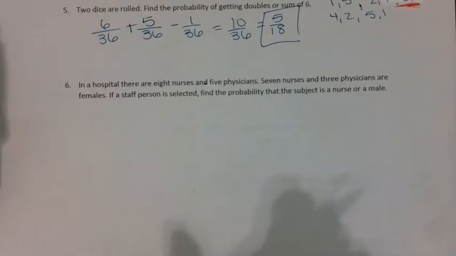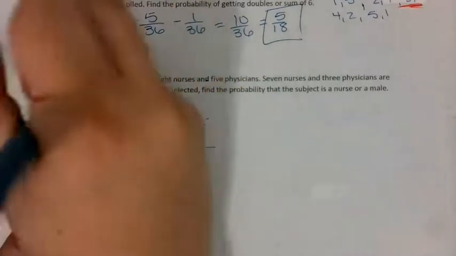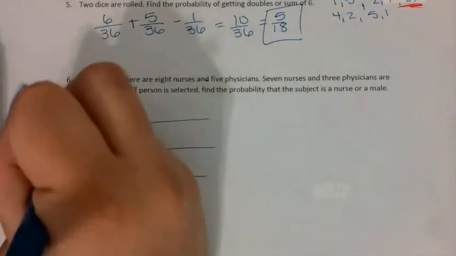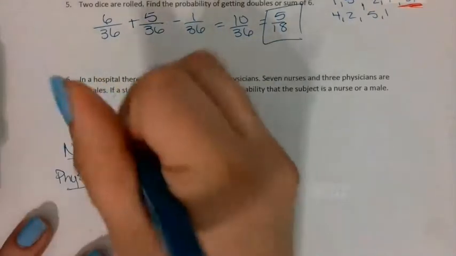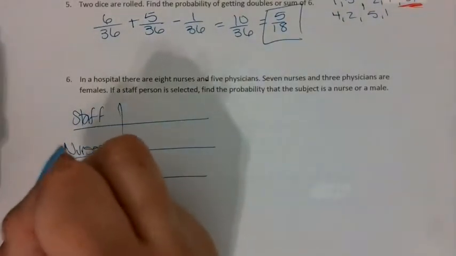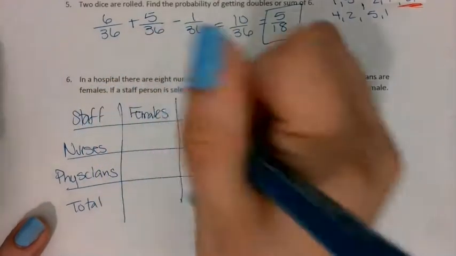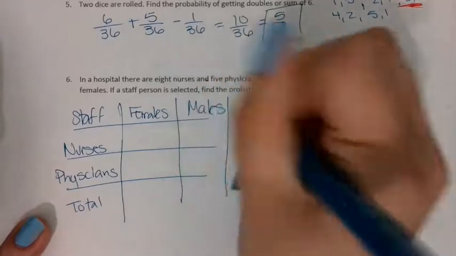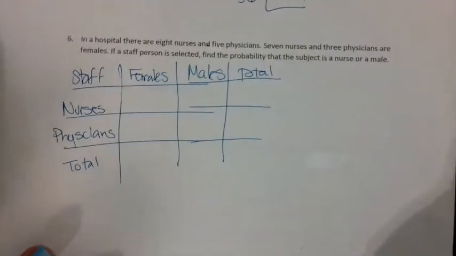Number 6 says in a hospital there are 8 nurses and 5 physicians. 7 nurses and 3 physicians are female. If a staff person is selected, find the probability that the subject is a nurse or a male. So what I'm going to do is make this into a chart. I have my staff, which is nurses and physicians. And then this is going to be total. Over here I have females and males and total.